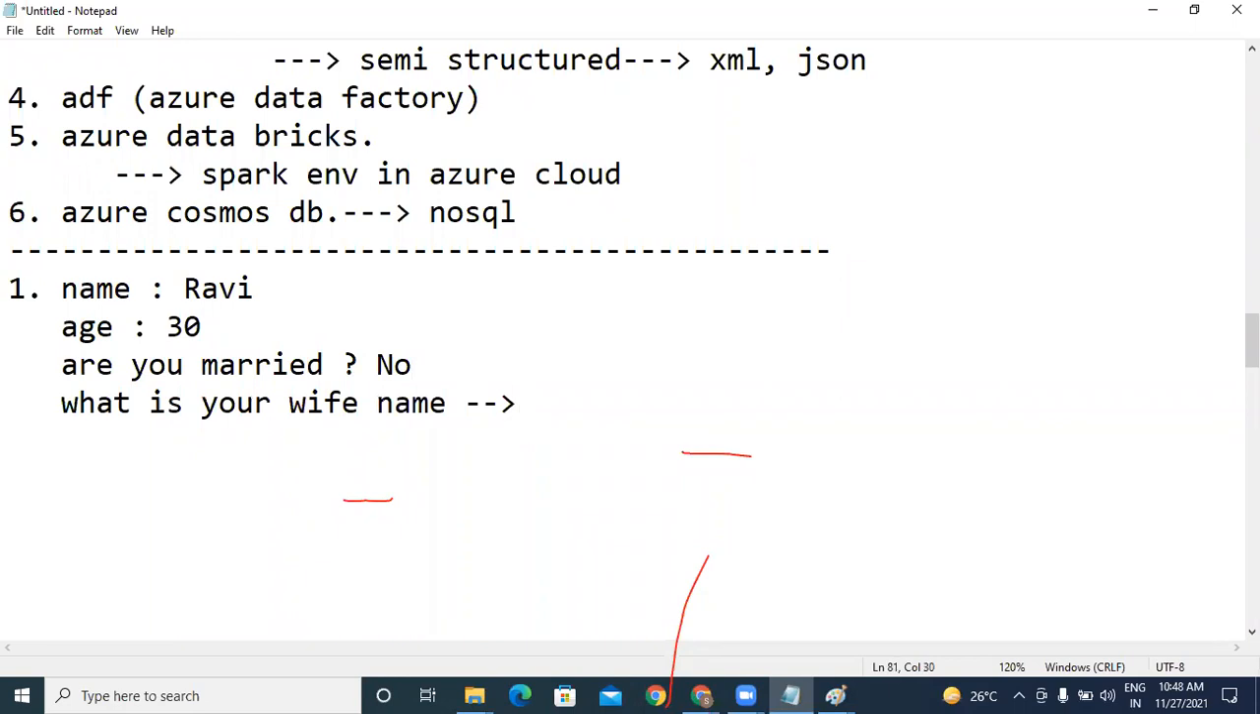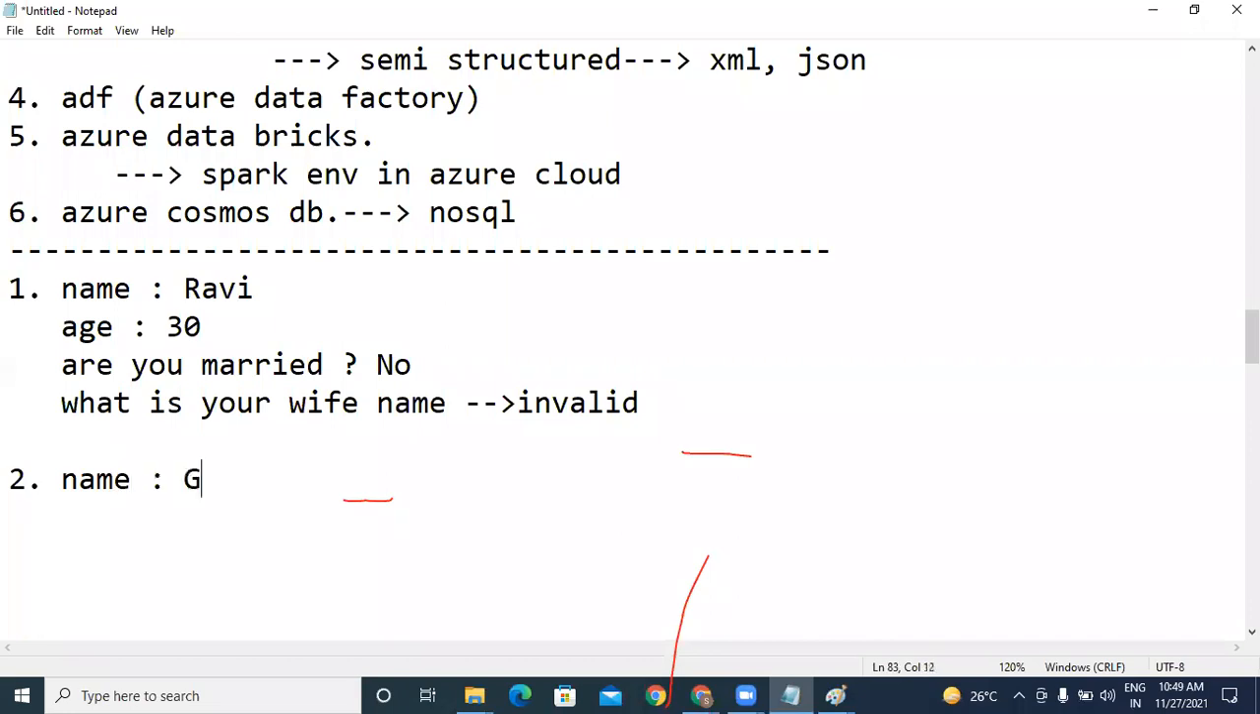Look at the third attribute, sir. First attribute name, second attribute age, third attribute is what? A Boolean value, married yes or no. But he already replied no. Then what about my fourth question? Is my fourth question a valid question or an invalid question for Ravi? Got it?